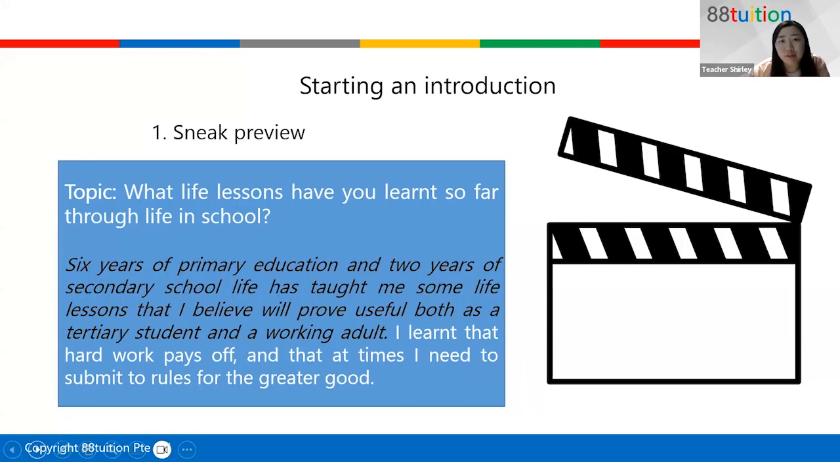So what are some methods? Today we're going to introduce you to 8 methods in total.